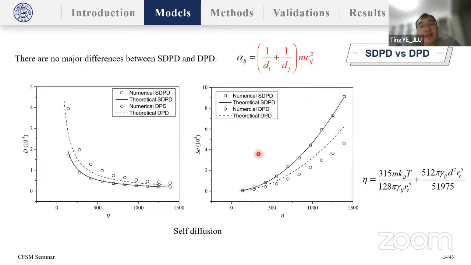Here I show some simple test cases. The first is to calculate the self-diffusion. We can find the SDPD results, the solid line, are much closer to the theoretical results than the DPD results, the dashed line. This does not mean DPD is not accurate, just because the viscosity of DPD is also an empirical formula and not accurate enough.